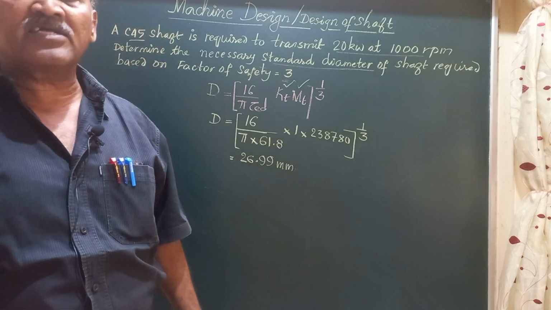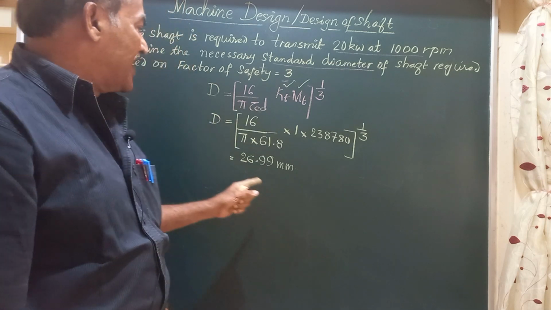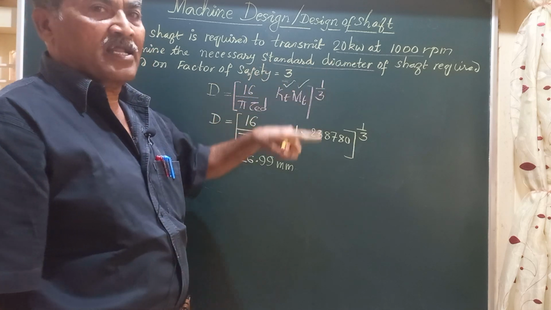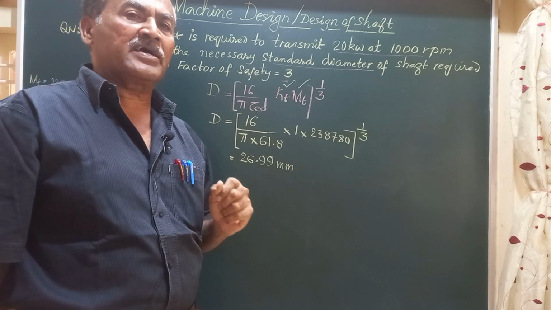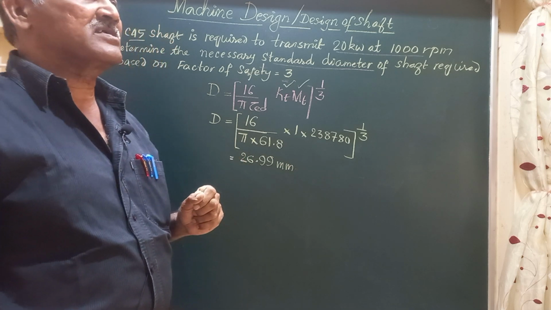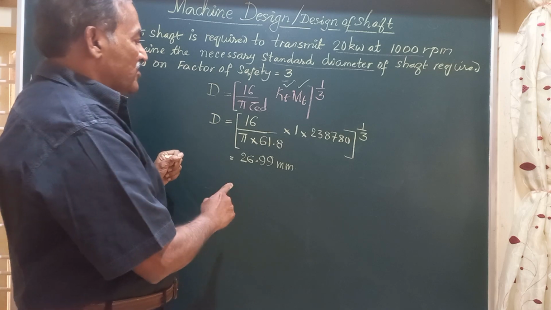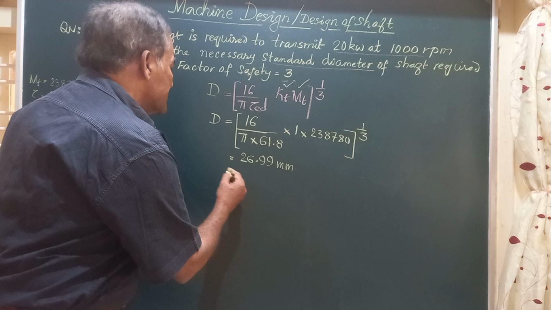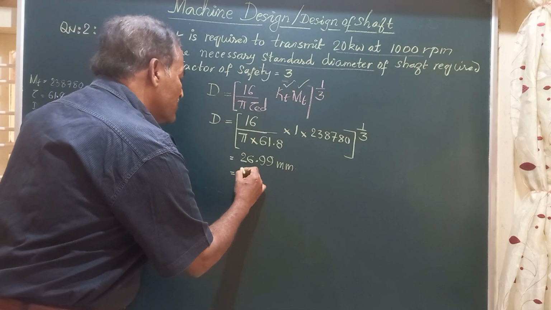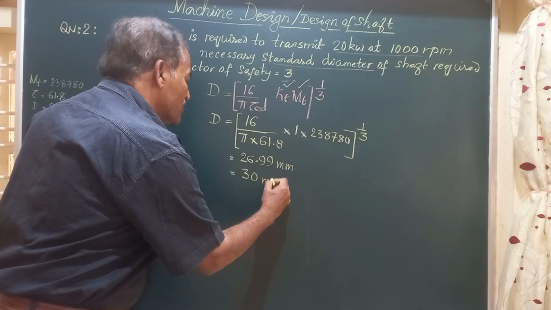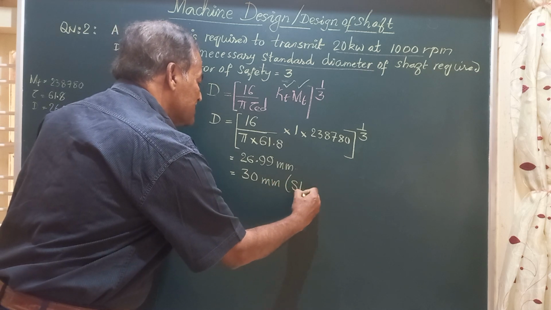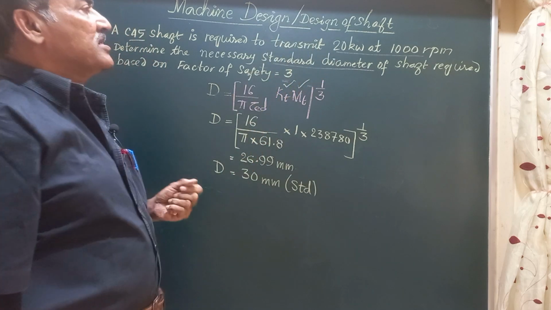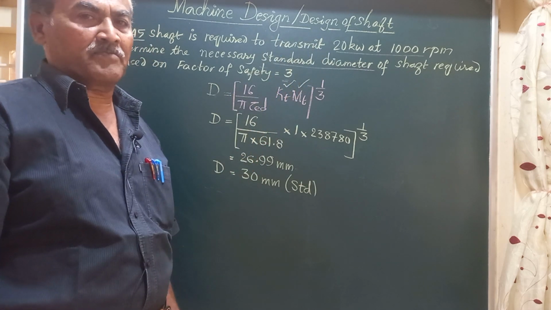Friends, as designers, you are not going to keep the value as 26.99 whether they ask in the question or not. You should always go in for a standard size. Friends, the standard size available after this 26.99 or nearest to this is D equal to 30 mm. So this is the standard size of the shaft required to transmit 20 kilowatts at 1000 RPM.